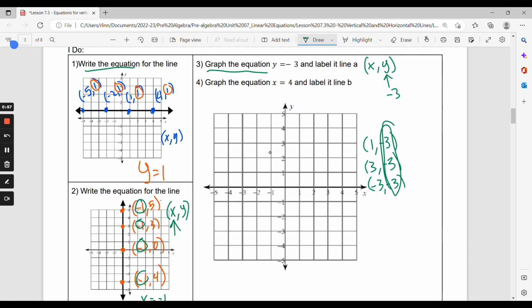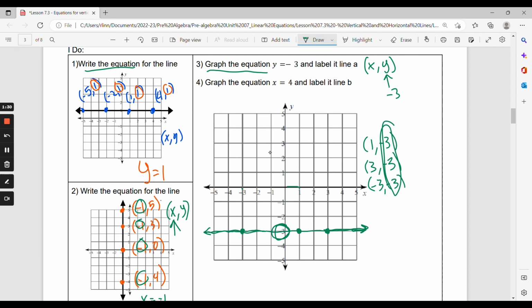My first one was 1 and -3. My next one that I did was 3, -3. I did -3, -3. And now I'm seeing that these are starting to form a pattern. And in math, we're really looking for patterns all the time. And I can see that every single one of these coordinates is going to be on this line right here. And that line is on the y-axis where it goes through -3.